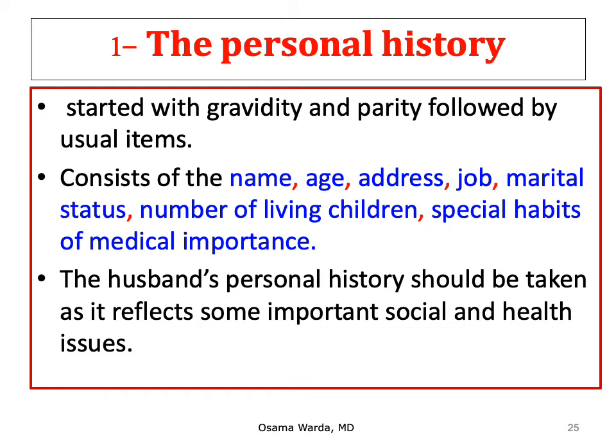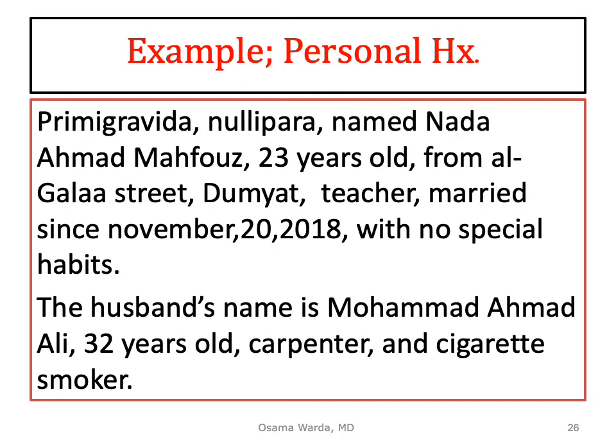The husband's history should be asked for, and this may reflect the socioeconomic status and may explain some recurrent infections in the patient if he has another wife, and so on. Example of the personal history: prime gravida nullipara named Nada Ahmed Mahfouz, 23 years old, from Al Gala Street, Dumyat, teacher, married since November 20th, 2018, with no special habits of medical importance. The husband's name is Muhammad Ahmad Ali, 32 years old, carpenter, and cigarette smoker.